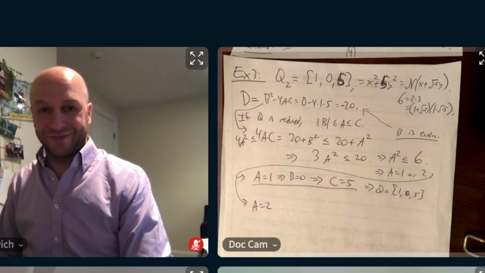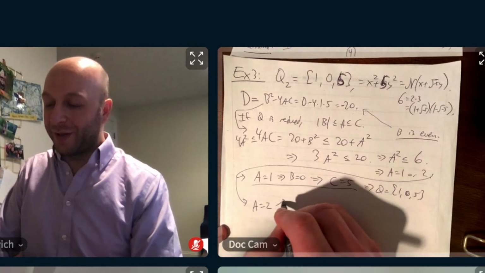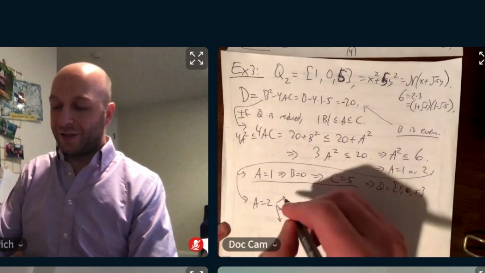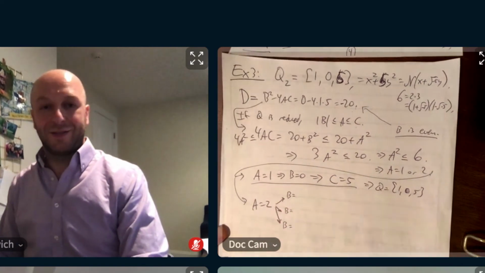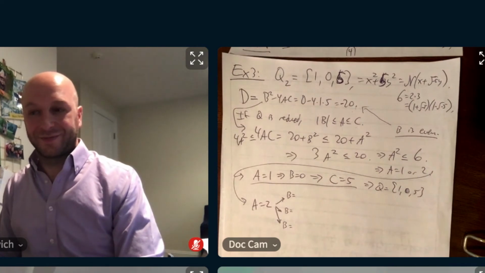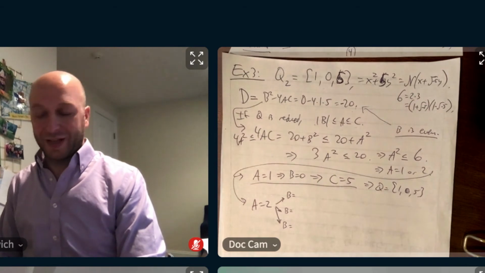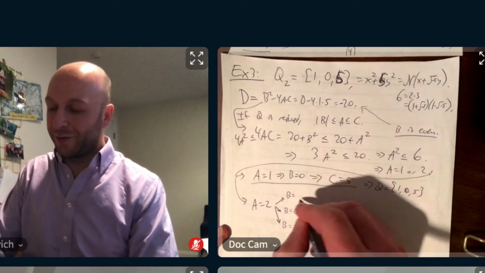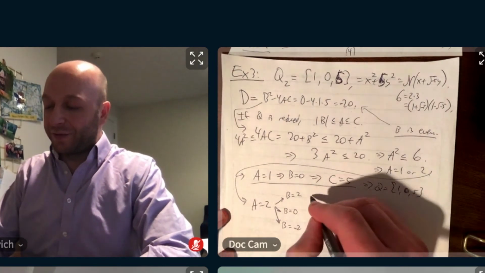Okay, here's where it gets interesting. We have 3 possibilities if A is 2. B has to be even. So what are the 3 possibilities? Can you write them in to the chat? B can't be bigger than A in absolute value, and A is 2. Yep, -2, 0, or 2.